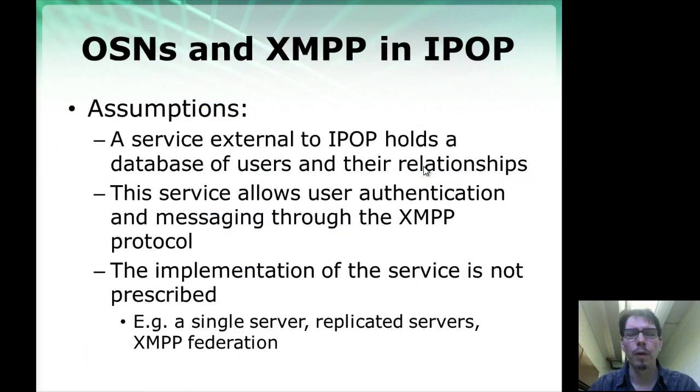So, IPOP then assumes that somebody is handling all the relationships, and IPOP uses the XMPP protocol to determine who to connect with and whether they are friends with you. You can authenticate to the XMPP service, and the implementation of the service is not prescribed. Typically, this is done for a small-scale VPN. It could be a single server that you deploy on your own, or an existing public XMPP server.